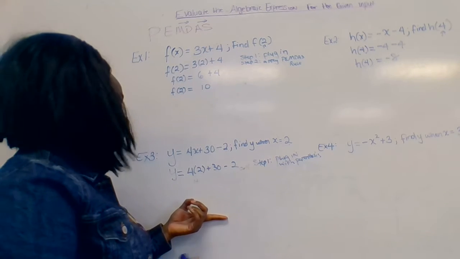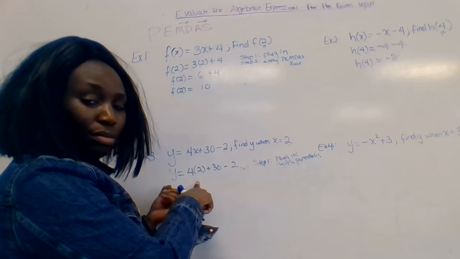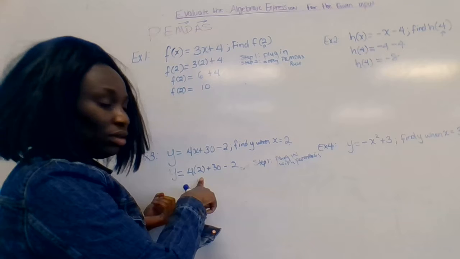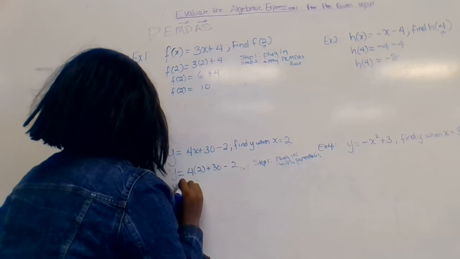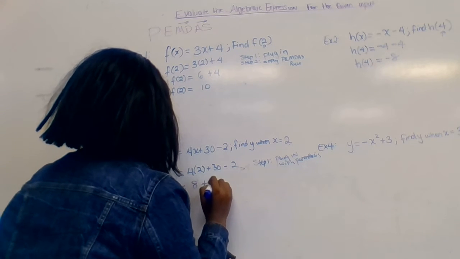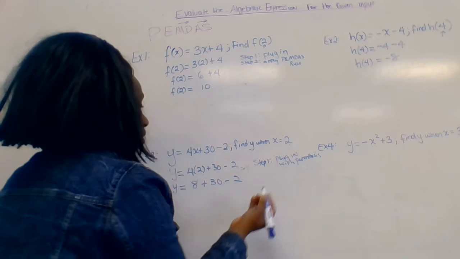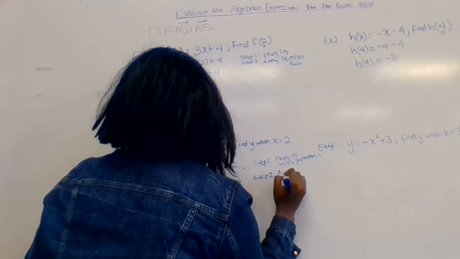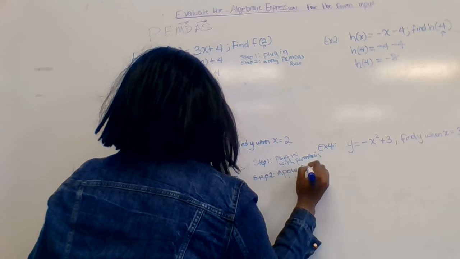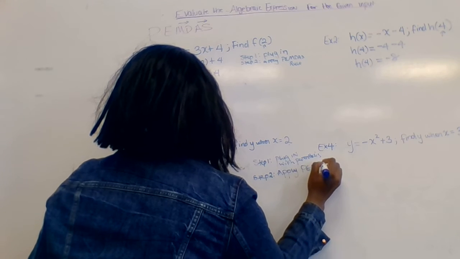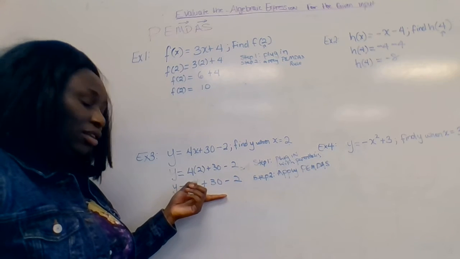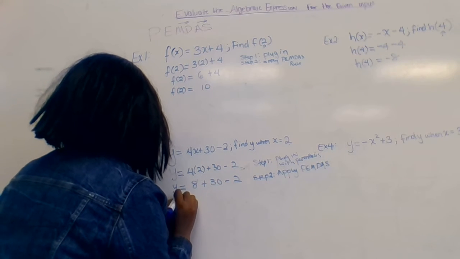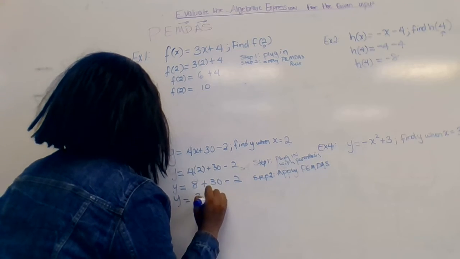Now I'm going to apply my order of operations. So I have multiplication. Parentheses means multiplication. So this gives me 4 times 2. That will be 8. So I'm going to write y is equal to 8 plus 30 minus 2. And I'm just applying PEMDAS. Well, 8 plus 30 is 38, and 38 minus 2 gives me 36. So I get y is equal to 36.